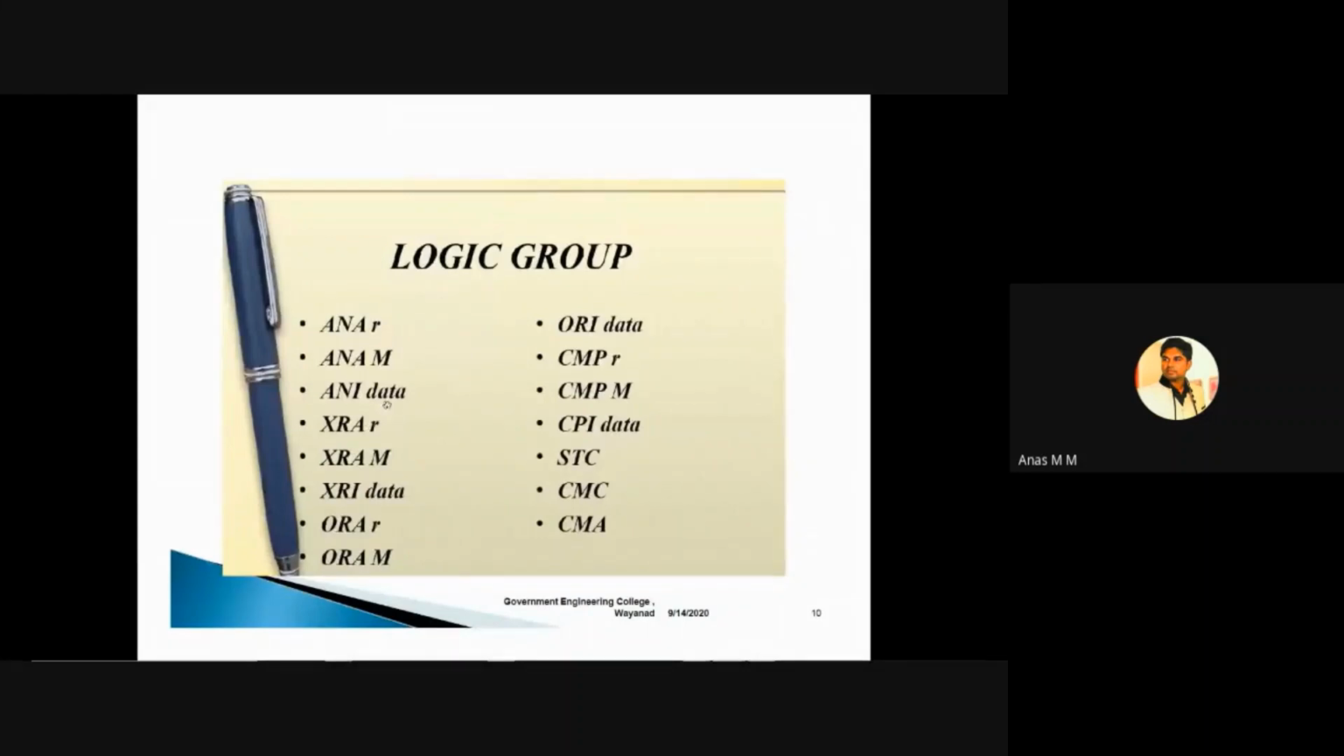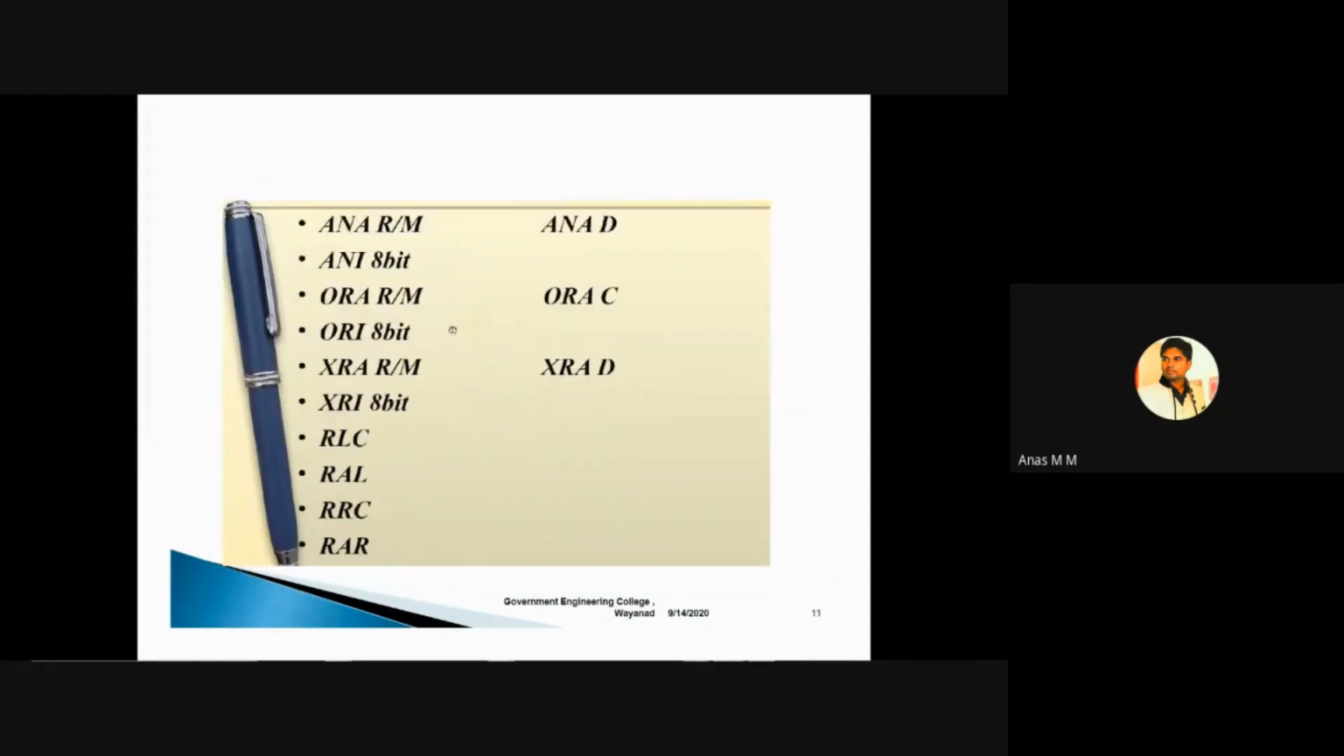Then logical instructions. Among the 246 instructions, logical and binary operations form a category: AND, XOR, OR, complement, set carry, complement accumulator. All these instructions come under logical instructions. Then rotate through carry, left or right, all these instructions.